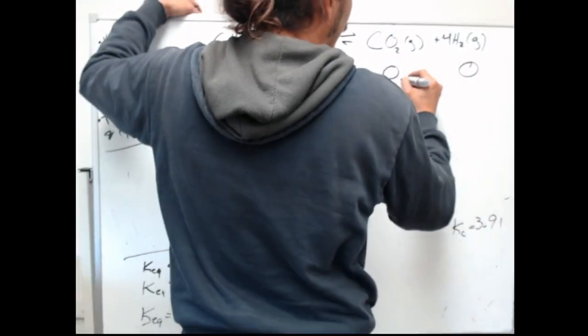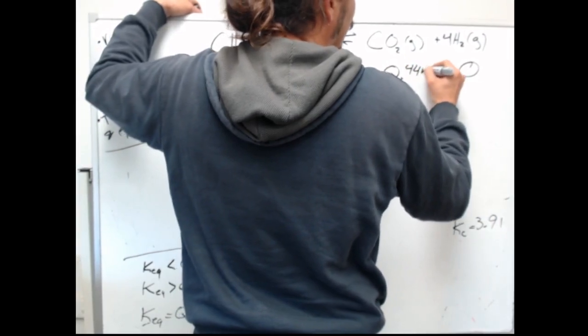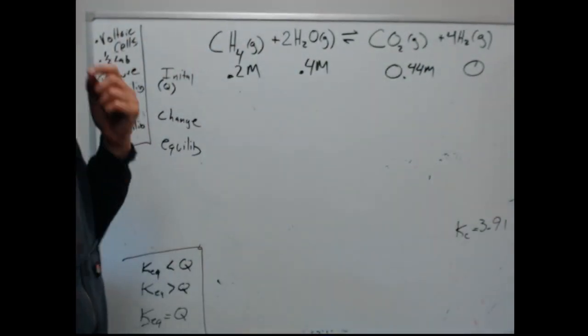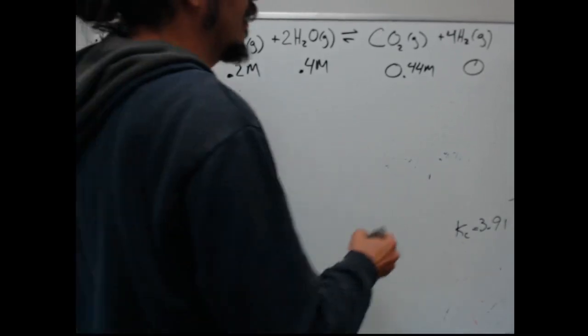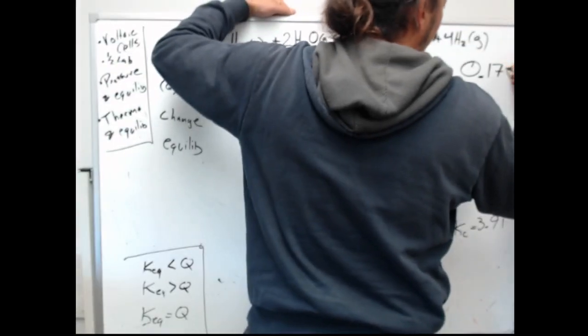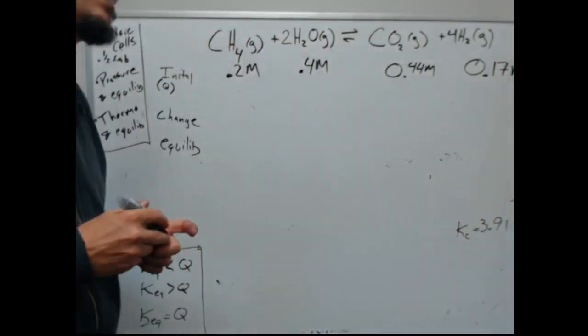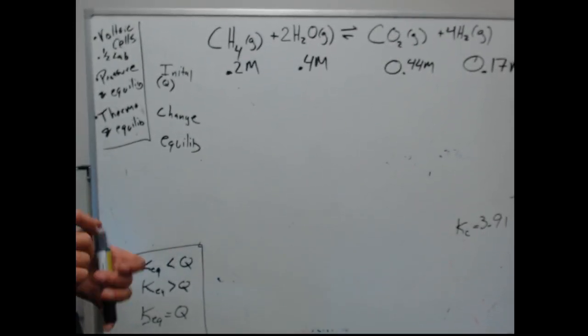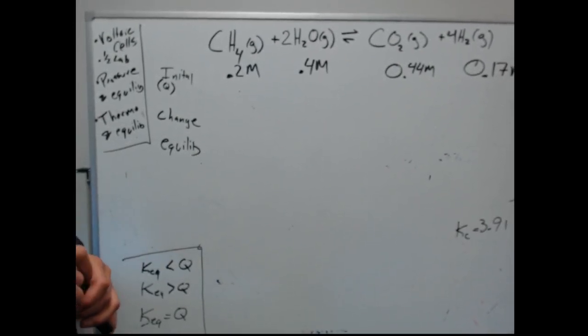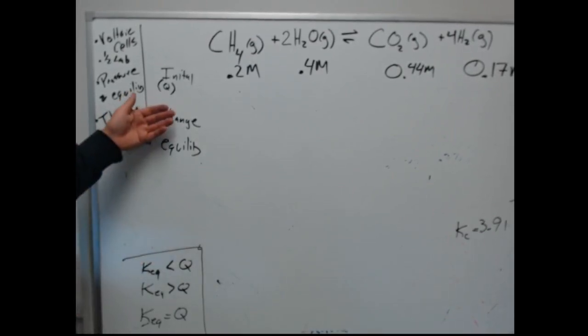Okay, let's say this is 0.44 molarity here. What's your favorite number? 17. Okay, let's say this is 0.17 molarity here. What if we've got all things present? Now what happens? This is where we have to go back to KEQ versus Q, right?